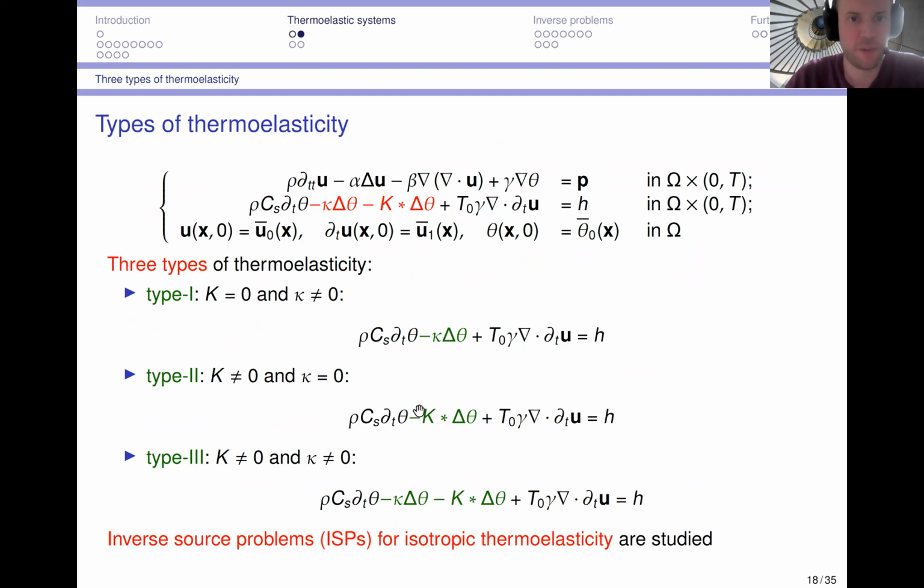There are three types of thermoelasticity, and the distinction is made on the basis of the heat equation. If we only have the term with the Laplacian, then we have type 1 thermoelasticity. When we have the convolution term here, but the thermal conductivity is equal to 0, then we speak about type 2 thermoelasticity, and when both terms are incorporated into the equation, then we speak about type 3 thermoelasticity.